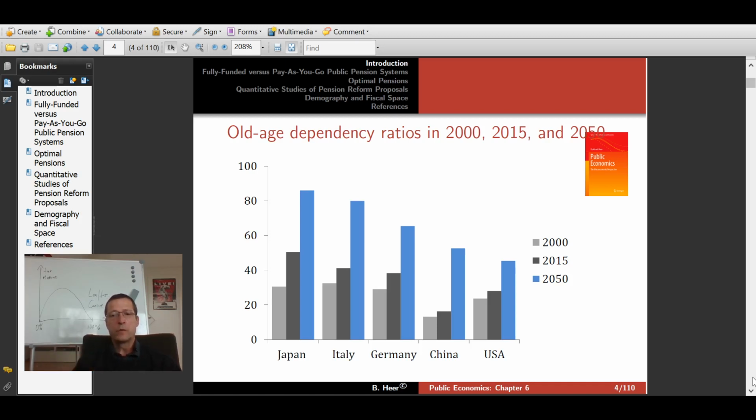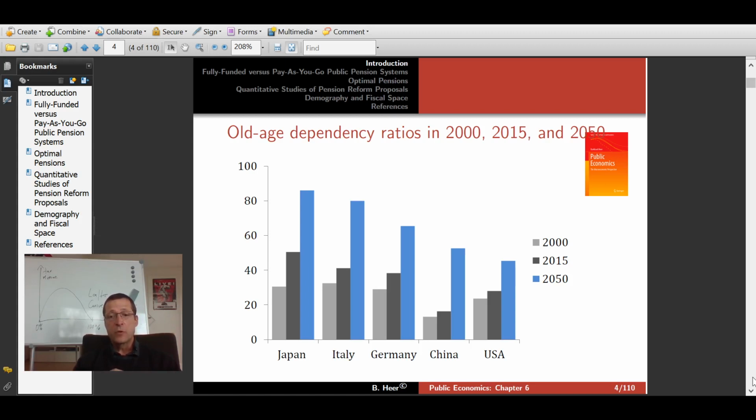And you find, for example, for Japan, which is one of the grayest economies in this world, if not the grayest, in the year 2000, the old age dependency ratio was approximately 1/3, meaning that 3 workers took care of 1 retiree. By 2015, this has increased to 50%, meaning that not 3, but just 2 workers had to take care of 1 retiree. So the contributions of 2 workers have to finance the pension of this 1 retiree.